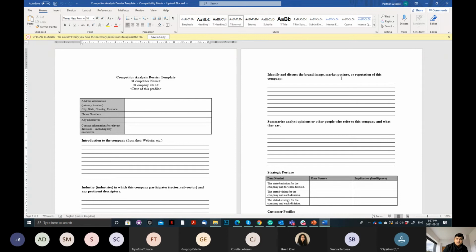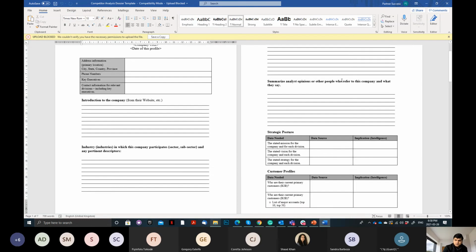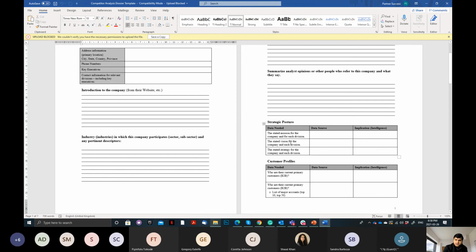And if you look at it, if you don't know, there is a big crowd of people who are analysts who analyze different companies and give comments about them. What is the analyst opinion about this company? What is the people's opinion about this company? What do they say about this company? What is their strategic posture? What is their mission? What is their vision?